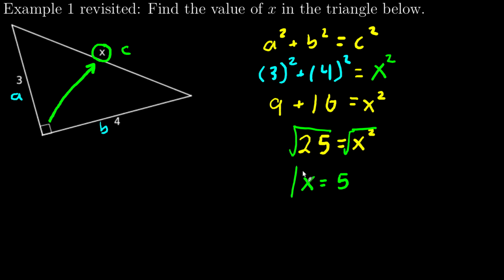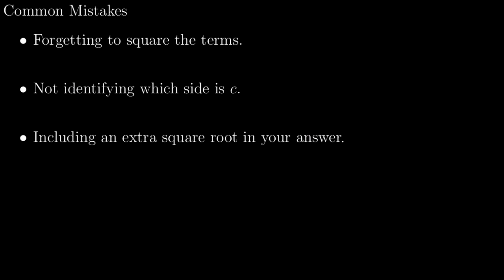Now, one more note on this before we talk about some common mistakes. Algebraically, when I do this work, if you remember solving quadratic equations, I should get plus or minus 5, two different answers. But since I'm dealing with the length of a side, I'm only going to take the positive number. So that's why I'm just getting a positive 5 here. Okay, so what do I see that goes wrong?